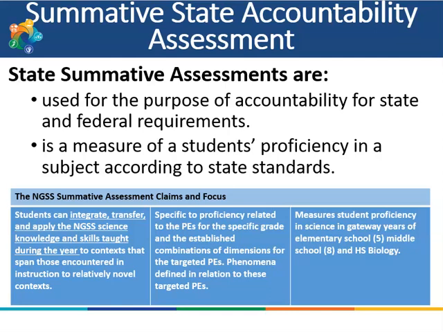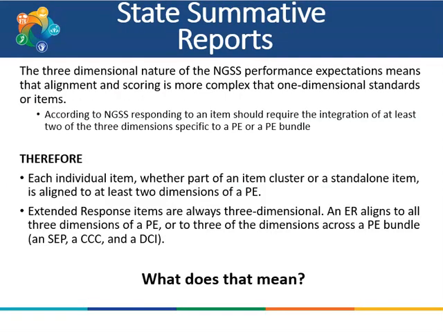So what exactly does that mean? That means, because of the three-dimensional nature of the Next Generation Science Standards performance expectations, a student is required to meet at least two of the three dimensions of each standard as they're answering each question. The Next Generation Science Standards are not unidimensional, or not one-dimensional. In other words, there's not one thing that a student needs to know in order to show proficiency on a standard.